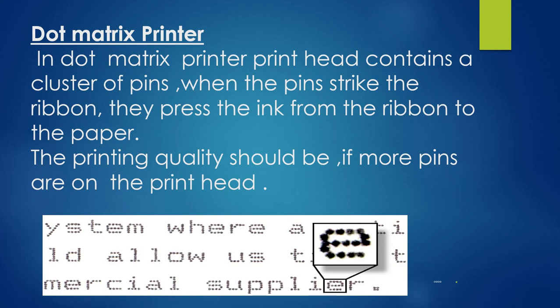Then the second example of impact printer is dot matrix printer. In dot matrix printer, the print head contains a group of pins. When these pins strike the ribbon, what happens? The pins press the ribbon. At that time, there will be ink on that ribbon. That ink spreads to the paper. Like that it is printing.